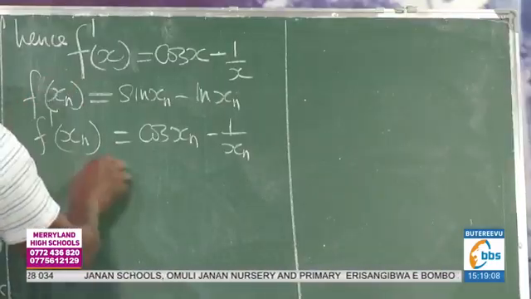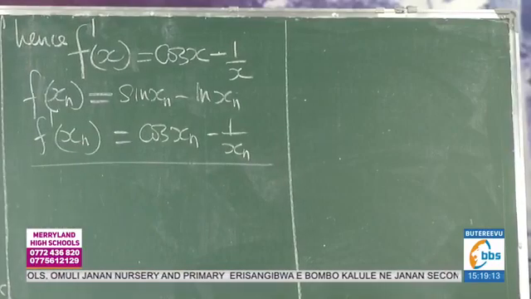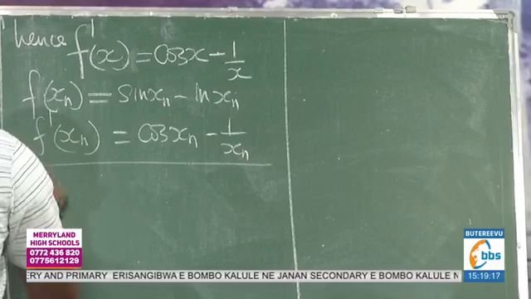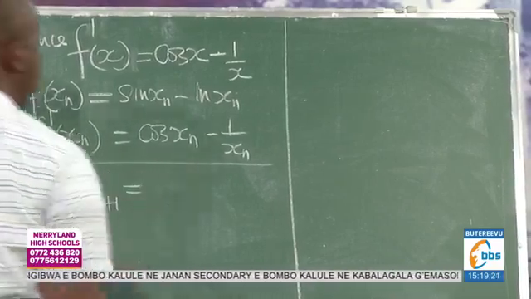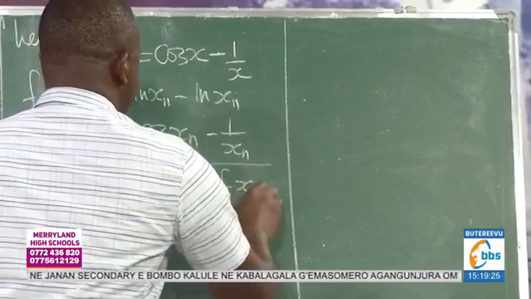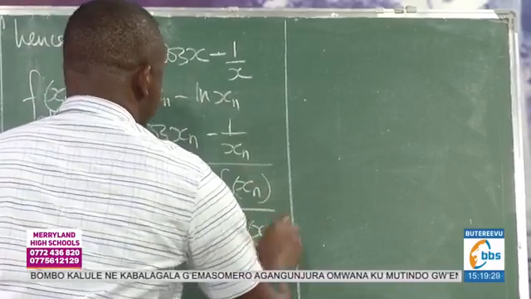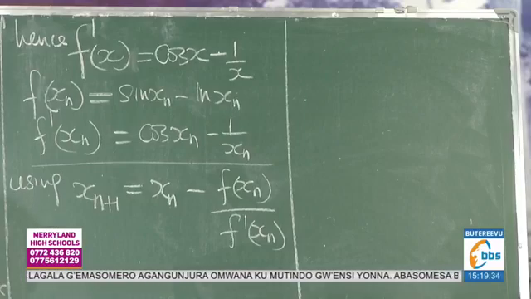The derivative function, this one, must be seen by the examiner if you are to score. So using the general expression, x_{n+1} is equal to x_n minus f of x_n over the derivative of f of x_n, we are going to substitute.